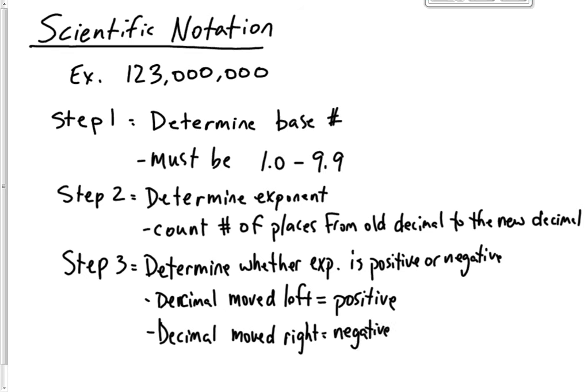Okay, so let's look at our example. We'll look at it up here on the top right. 123 million, okay, we're going to determine our base number. Where would we move our decimal in order to get a base number between 1 and basically 10? So 1, 2, 3, 4, if we moved our decimal here, that base number is 12.3. That's higher than 10, or higher than 9.9, so we got to move it again. So now our base number is 1.23. All right, so our base number is 1.23.